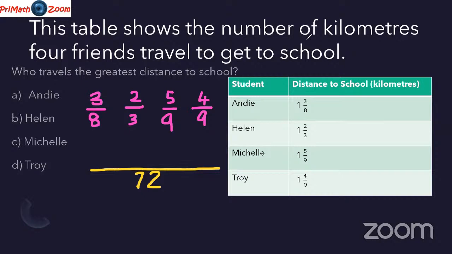Because we want to see who traveled the greatest distance. So 72 divided by 8 goes, thank you Roblox, 9 times. You can use whichever one you're comfortable with, Nicola. So 9 times, and 9 times 3 is what? 9 times 3 is 27.